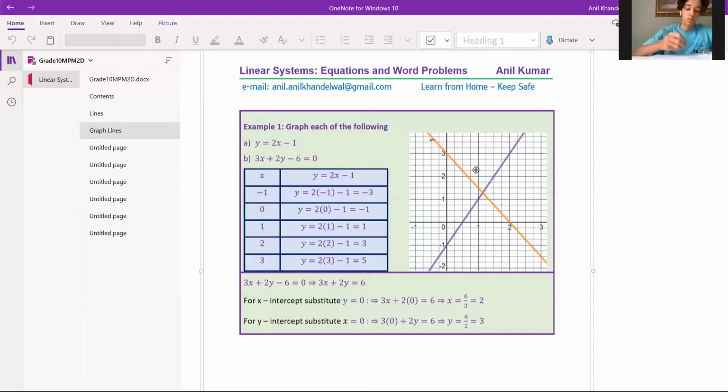Perfect. So on a line, we just need 2 points. Always we are looking for 2 points, right? Normally, the very first point is the y-intercept, easy to calculate, right? The other point could be the x-intercept, as we have seen in the second equation.